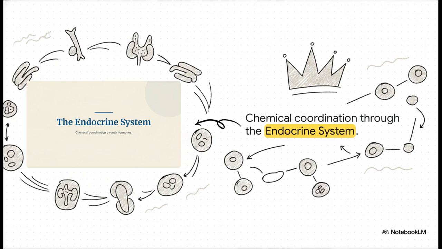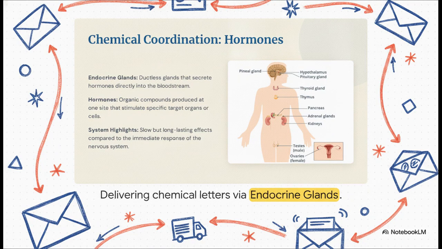So the endocrine system is all about chemical coordination through hormones. It really is the absolute master of chemical coordination in your body. And it does this using endocrine glands. Now, these are special ductless glands that secrete hormones directly into your bloodstream. Hormones themselves are organic compounds produced at one site that stimulate very specific target organs or cells somewhere else entirely. It really is like a neighborhood postal service delivering highly specific chemical letters right into the bloodstream, where they just travel along until they reach their exact target organs.